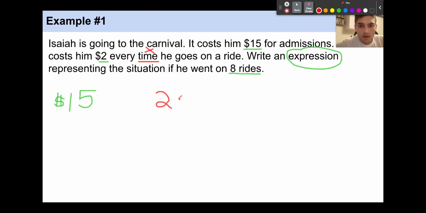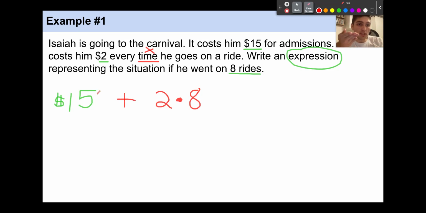So we can represent multiplication with a dot like this. Every time it's $2, and he went 8 times. So he went 2 times 8. Every time he went, it was $2, $2, $2, $2. And if we want to know how much money he spent all together, we're going to have to add, because putting things together is adding. So our expression could look just like this.